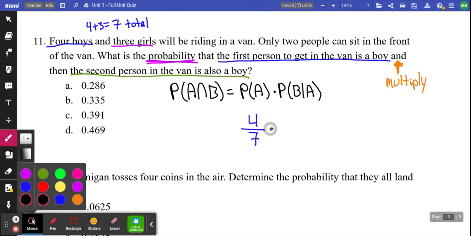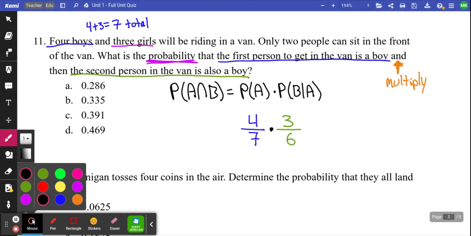We need to multiply this by the probability that the second person is also a boy. All right. The second person being a boy is not 4 divided by 7 because one of the boys is already in the van, right? They got in the first seat. That means there's now only 3 boys left to choose from for that second seat, divided by there's only 6 people left to choose from for that second seat. The answer would have been 4 divided by 7 times 3 divided by 6.